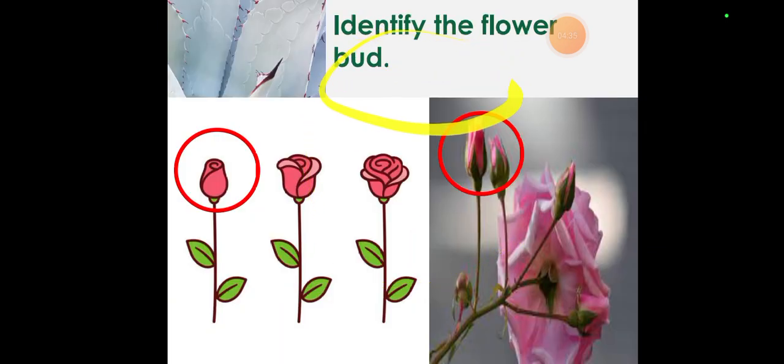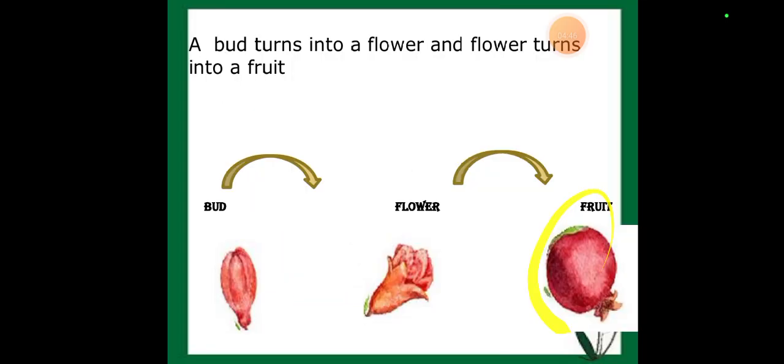Here they gave you an activity: identify the flower bud. It's a flower bud, not completely a flower. These both are flower buds. This is a flower bud, and over here this is a flower bud, whereas this is a flower. A bud turns into a flower, and a flower turns into a fruit. So this was a bud first, and then it turned into a flower, and then into a fruit.